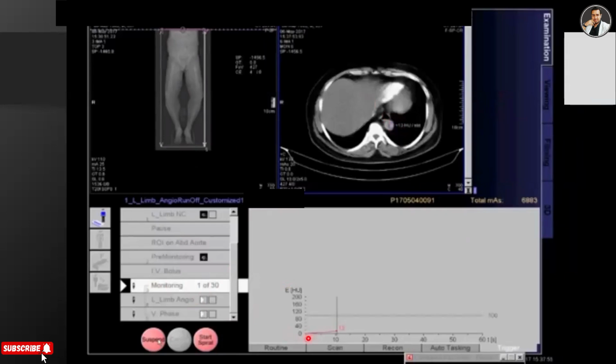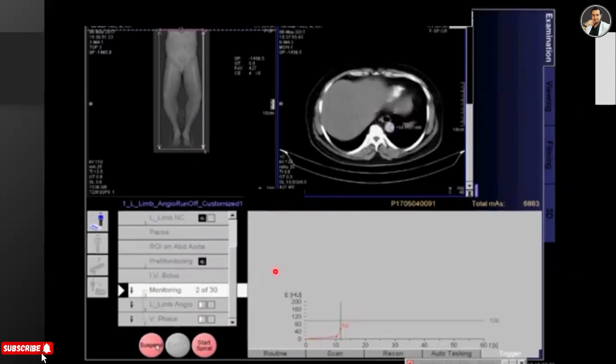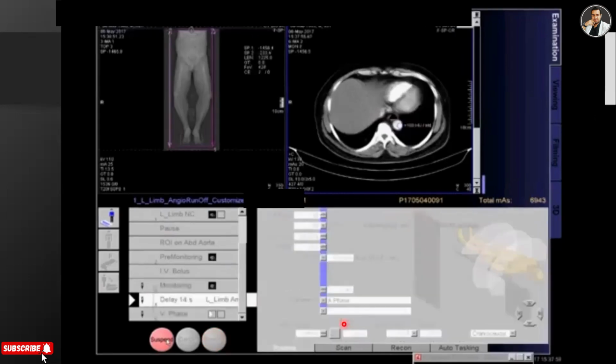The monitoring graph is slowly increasing. The more the density, the better the graph will be. The monitoring will continue. The contrast graph is increasing. The contrast density will increase by 100 HU.